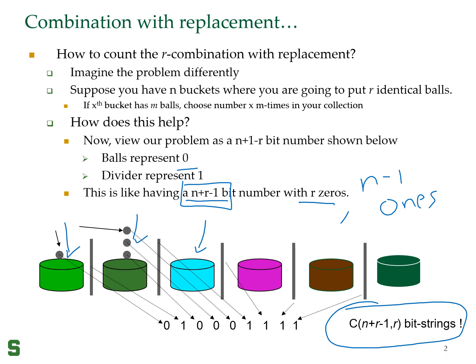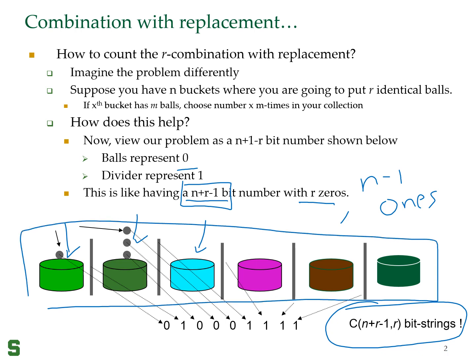Note that once I have this number that is n plus r minus 1 bits long, I have figured out which objects I have in my combination. Namely, figure out how many zeros I have over here. That's going to decide how many times I'm going to select the first object. How many zeros I have here, that's going to decide how many objects I'm going to have of the second type, and so on and so forth. Note that we have some situation like here where there are no zeros in the middle, and that means those objects are not going to be selected at all.